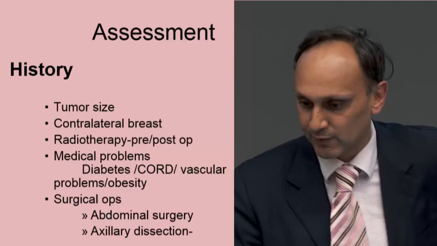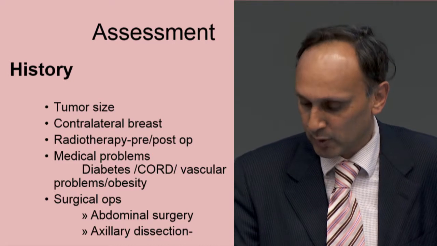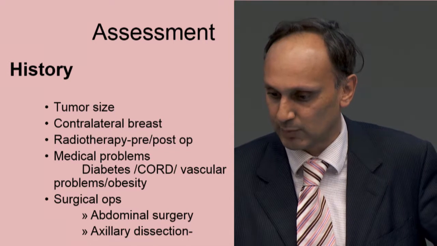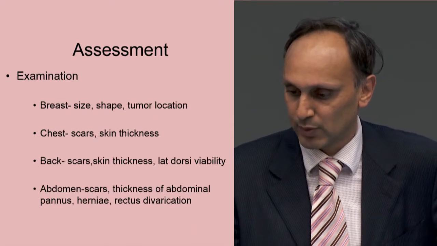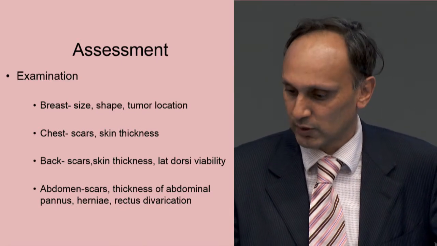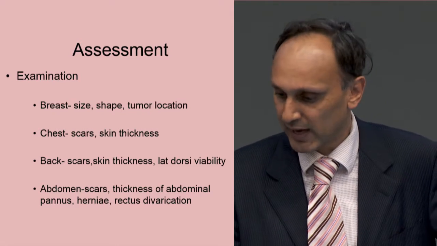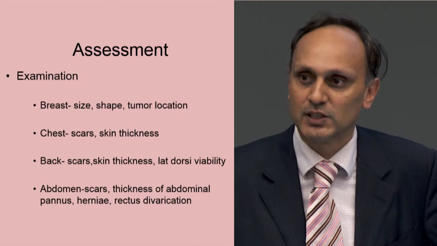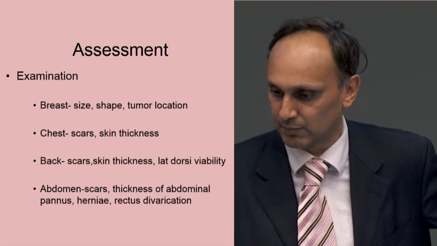For any breast reconstruction consultation, you want to get a history: a history of the tumour, medical problems of the patient, and any previous surgical operations, so you can make an assessment of what's going to be the right reconstruction for that patient. The examination involves not only examining the breast for size and shape, but also looking at the chest, scars and tissues, examining the back and looking at the abdomen. Once you have both these assessments, you can sit down with your patient and have a proper discussion about what's the appropriate reconstruction for them.